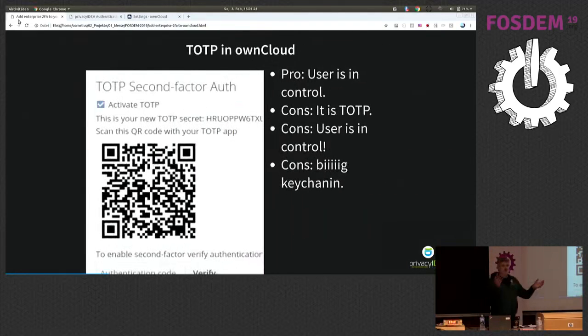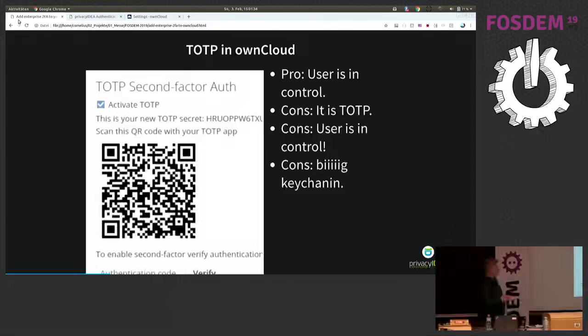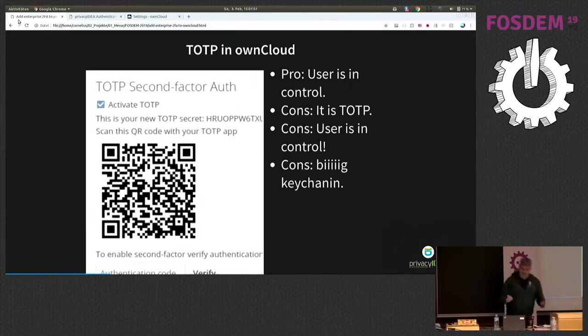Who of you knows ownCloud? Okay, great. Then you probably know that there's also a cool app within ownCloud, a TOTP app. The user can enroll a second factor by creating such a nice QR code, and then he can secure his login to his ownCloud with a second factor on his smartphone. This is a great thing. The user's in control. Do it, use it, that's fine.